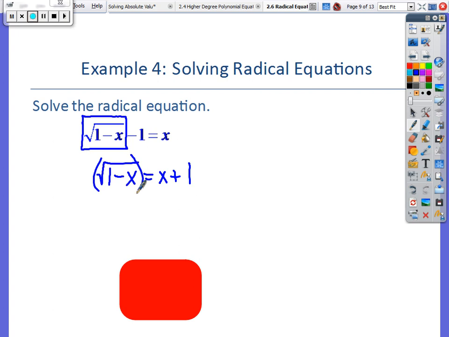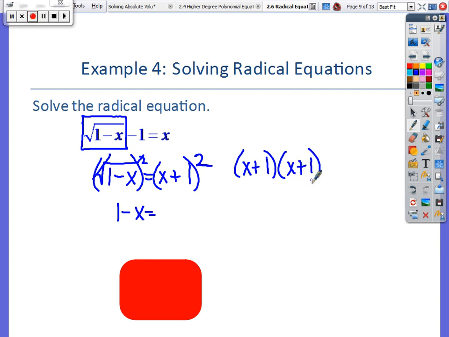Now I got to peel off that square root, so that means I'm going to square both sides. And that undoes the square root, and so I get 1 minus x. Oh, I got to expand this. Can't take an exponent across a plus or minus sign. We have to make sure to do the binomial expansion, we FOIL it out.